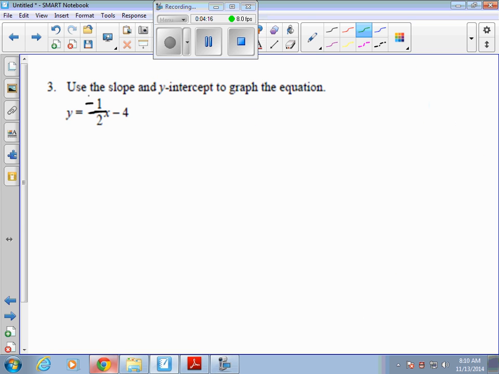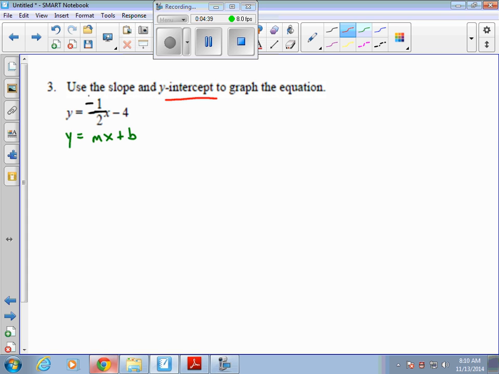Number 3 says use the slope and y-intercept to graph the equation. Y is equal to -1/2 x minus 20. This is in y equals mx plus b form. So it's going to show us everything we need to graph the equation. The first thing you need to graph the equation is the y-intercept.